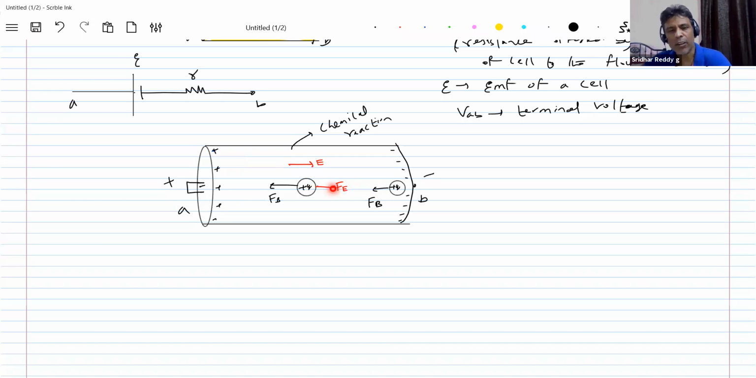How long will this accumulation of charges occur at the ends? As long as the battery force is greater than this electric force. Once the battery force becomes equal to the electric force, no further drift of charges will occur. At that particular instant, a constant potential difference is set up.